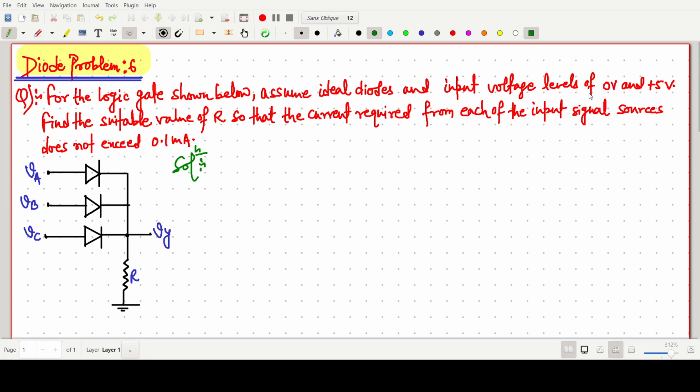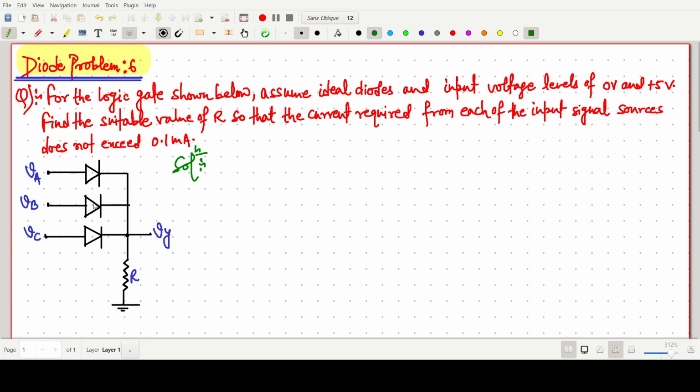So the low level voltage is 0 volt and the high level voltage is plus 5 volt. Find the suitable value of resistance R so that the current required from each of the input signal sources does not exceed 0.1 milliampere. First, we have to identify which logic gate it is.